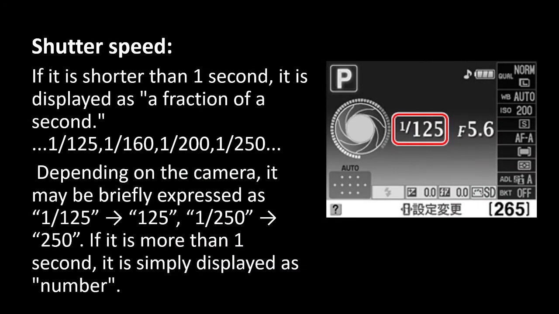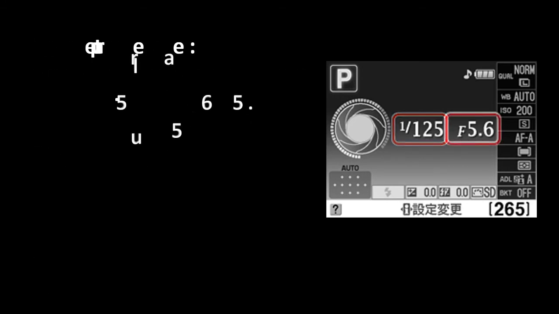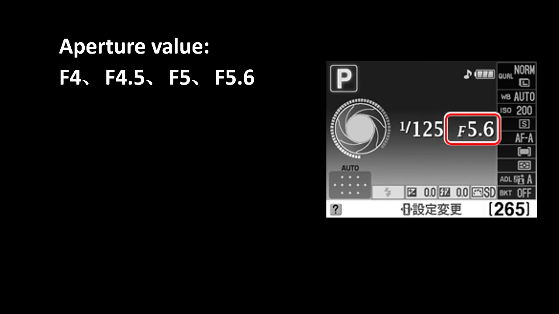Shutter speed: if it is shorter than 1 second, it is displayed as a fraction of a second. Aperture value: f4, f4.5, f5, f5.6.